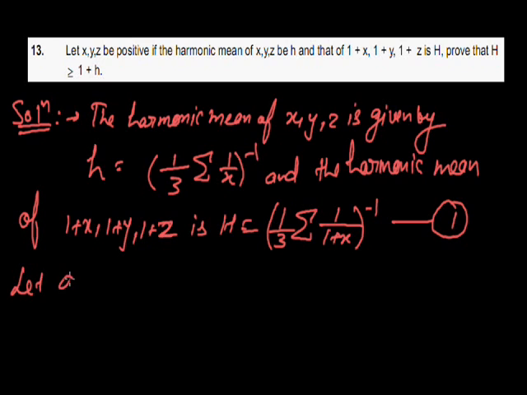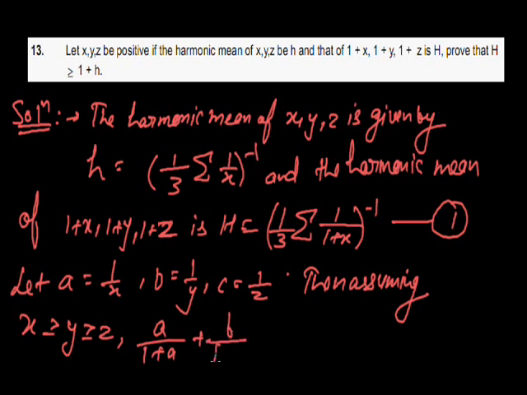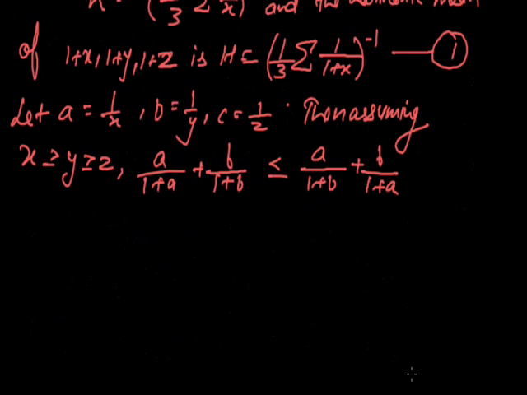Now let small a is equal to 1 upon x, small b is equal to 1 upon y, small c is equal to 1 upon z. Then by assuming that x is greater than or equal to y is greater than or equal to z, we have a upon 1 plus a plus b upon 1 plus b is less than or equal to a upon 1 plus b plus b upon 1 plus a. Let it be equation 2.